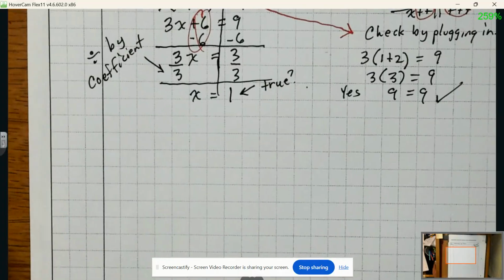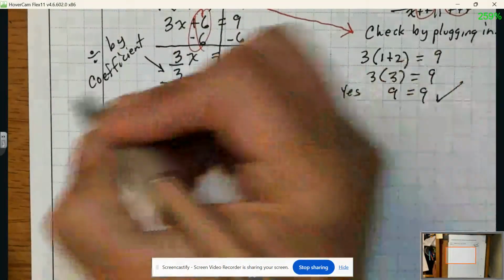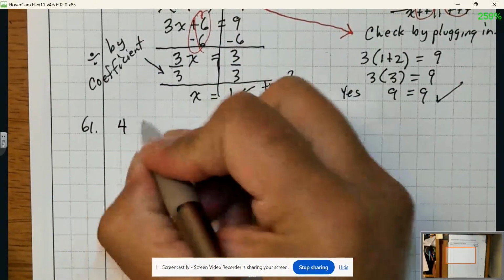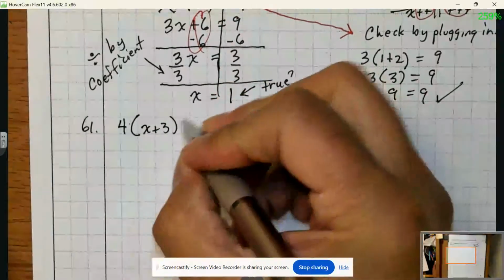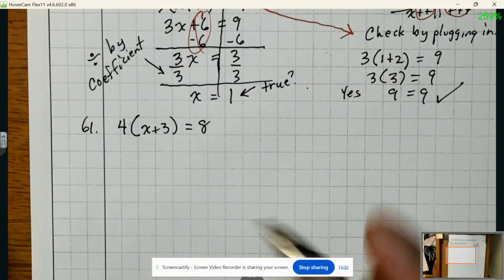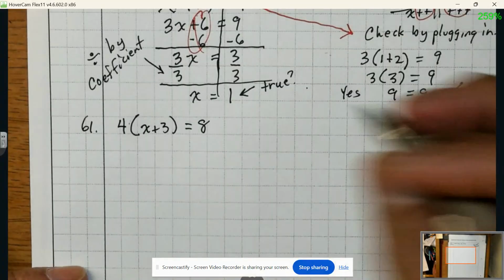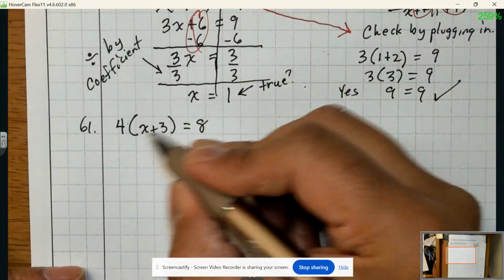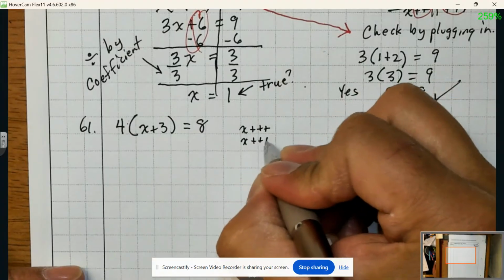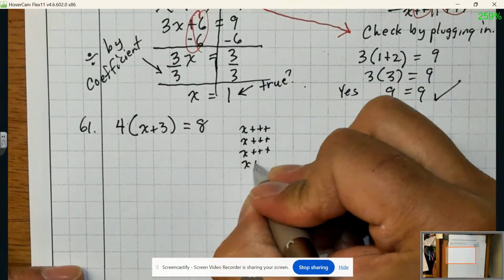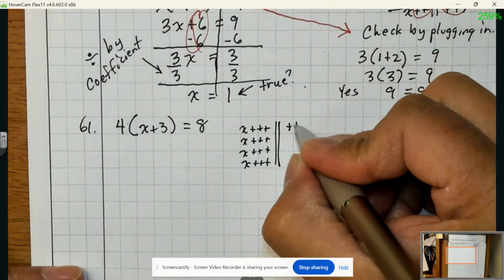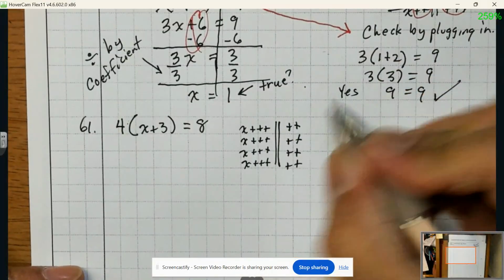Okay, now on our next problem, this will be number 61. We have this equation, 4 groups of x plus 3 is equal to 8. Okay, now, if we're still kind of wondering what to do, we can just sketch this really quick. So I have 4 groups of x plus 3. Here's x plus 3, and I just have 4 of them. And it equals 8. 1, 2, 3, 4, 5, 6, 7, 8.